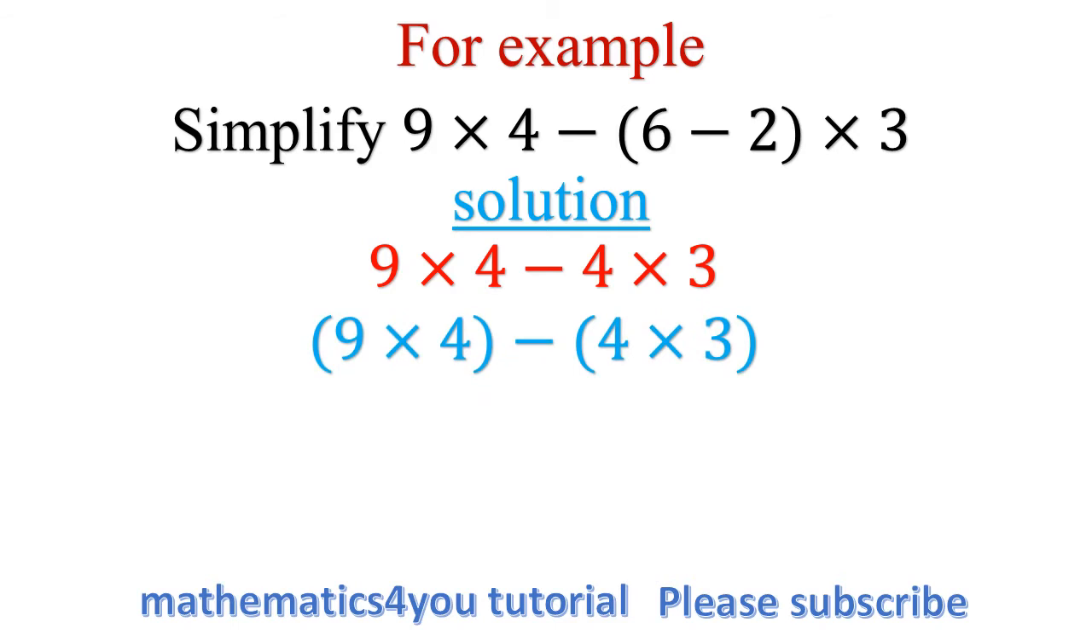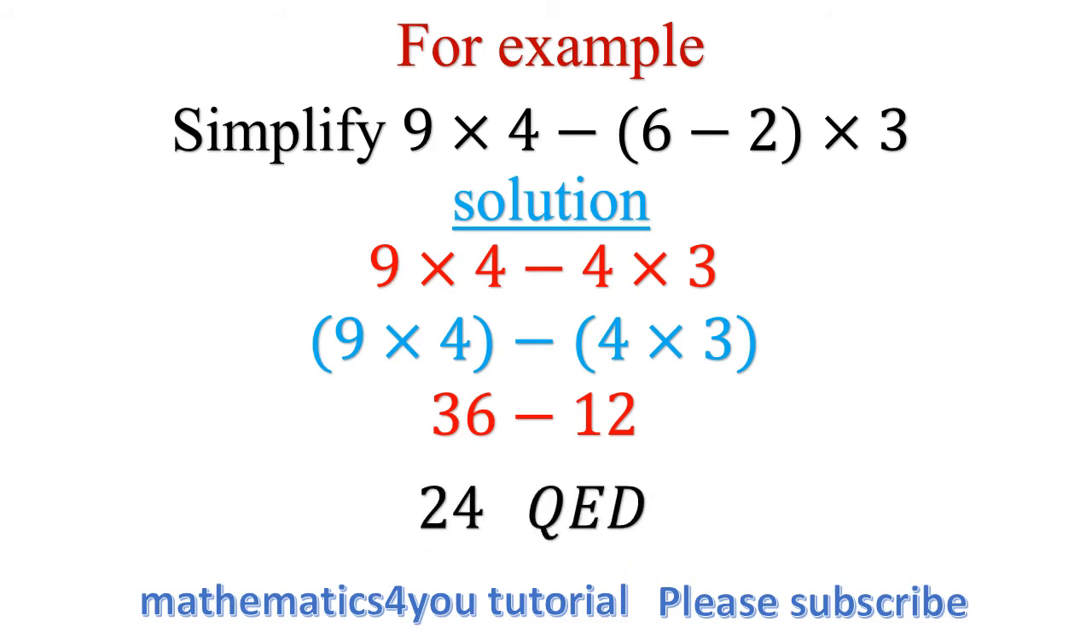So you group it like this: 9 times 4, minus 4 times 3. You multiply 9 times 4 and you get 36, minus 4 times 3, which gives you 12. We further simplify this and you get 24. QED simply means quite easily done. It is very simple. All you have to do is know your acronym BODMAS and follow the steps. Don't make any mistake, follow the steps.